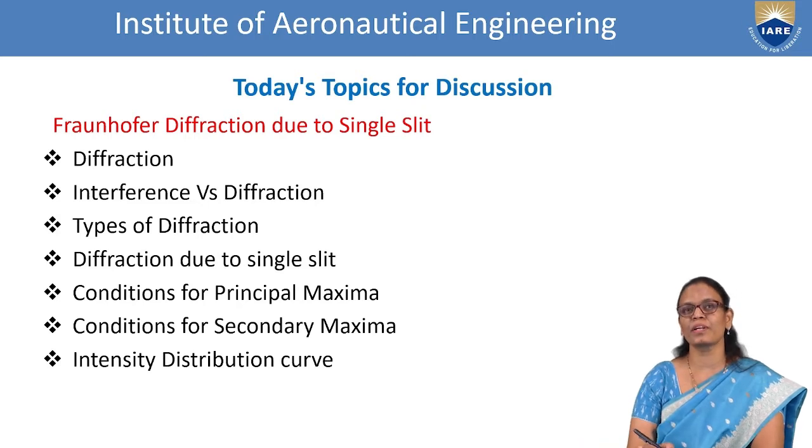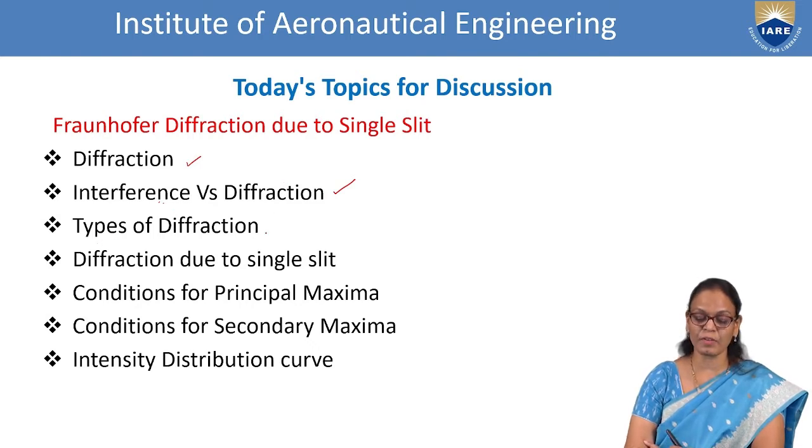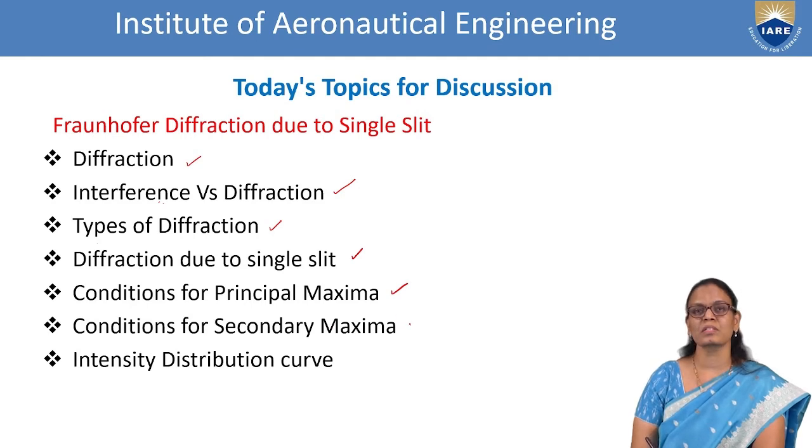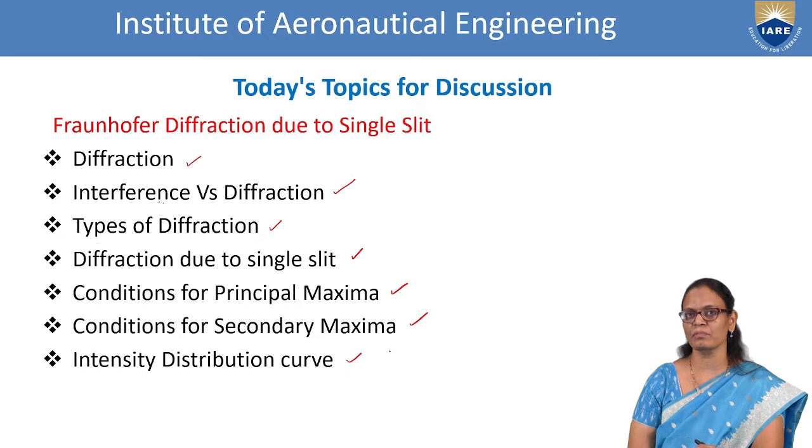So let us see how we are going to go about this topic. First we are going to understand what diffraction is and then compare it with the interference pattern which we have already understood. So we are going to see interference versus diffraction, and then we will also discuss different types of diffraction and then come to diffraction due to single slit. In diffraction due to single slit, we are going to discuss the conditions for principal maxima and also the conditions for secondary maxima, and also see the intensity distribution curve, how the intensity is going to be distributed in a diffraction pattern.